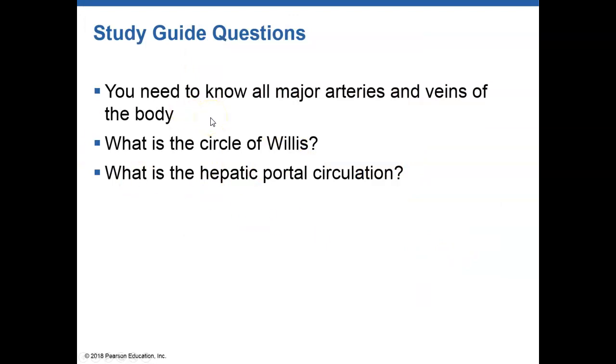So at this point, you should be able to tell me major arteries and veins of the body, what the circle of Willis is, and what the hepatic portal circulation is.